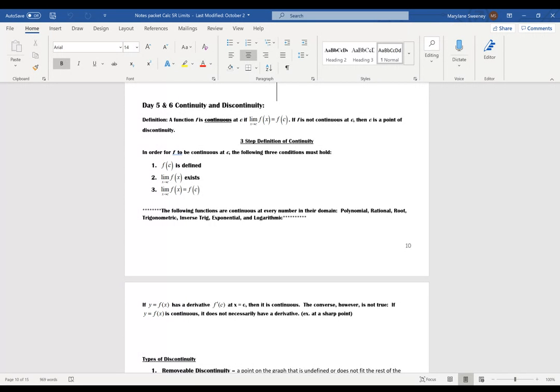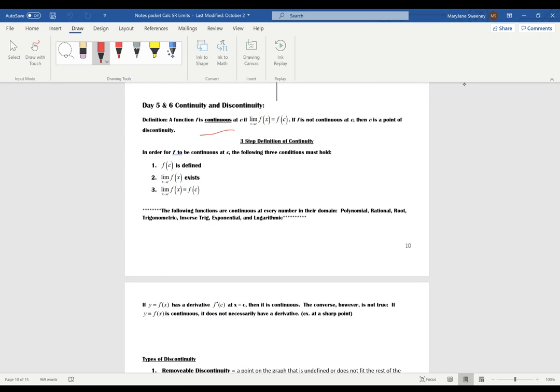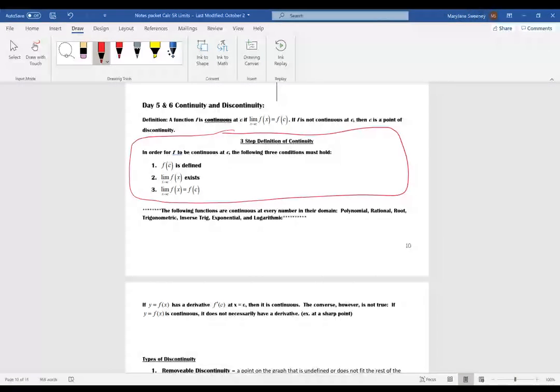Three-step definition of continuity. So this is very important. In order for f to be continuous at c, the following three conditions must hold true. f of c is defined, the limit of f of x as x approaches c exists, and those are equal. So the limit of f of x as x approaches c equals f of c.